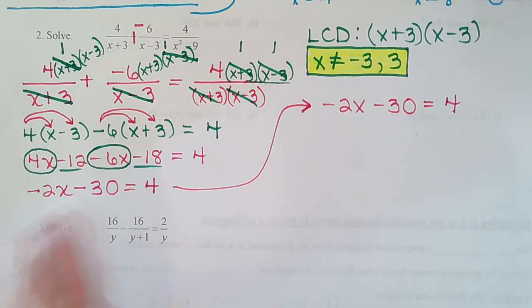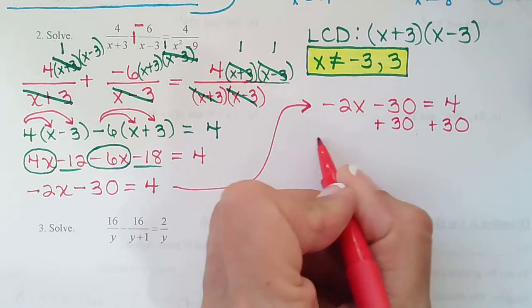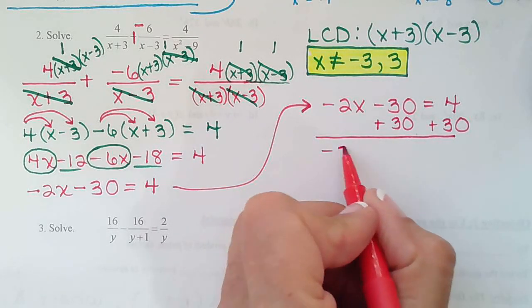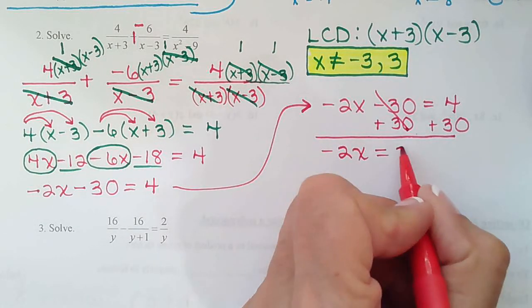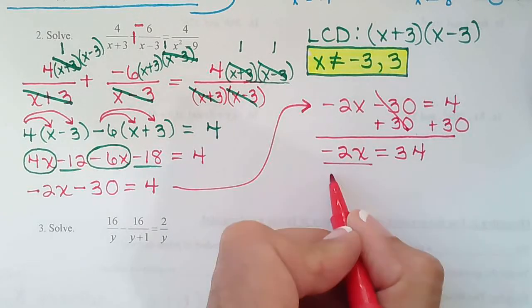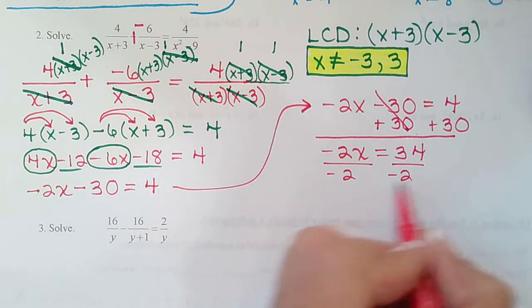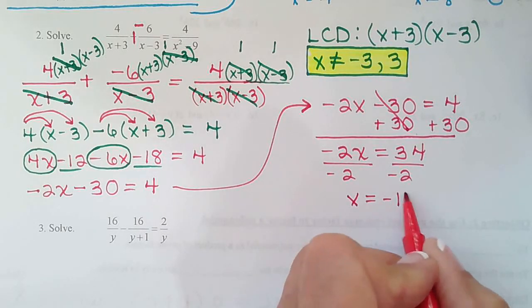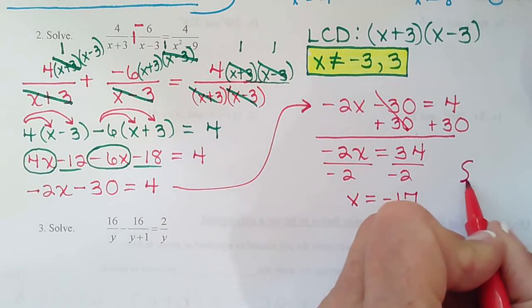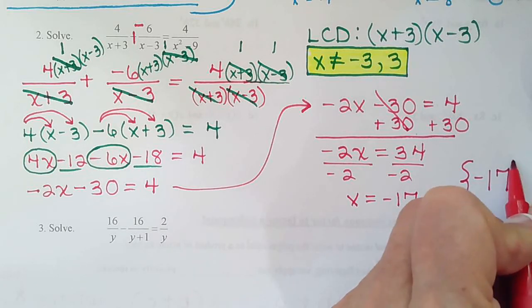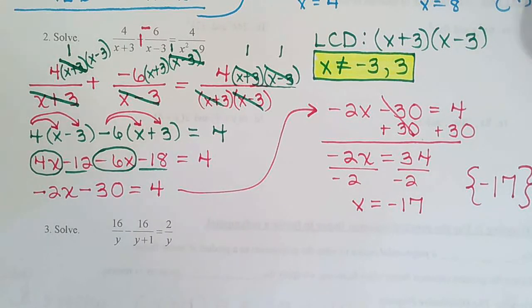Solving for x, we're going to add 30, and we have negative 2x. Negative 30 plus 30 is 0, equals 34. Divide by negative 2, divide by negative 2. X equals negative 17. I look up here and go, not in the restriction box. Woohoo! So that means it is a valid solution. It's pretty nice, huh?